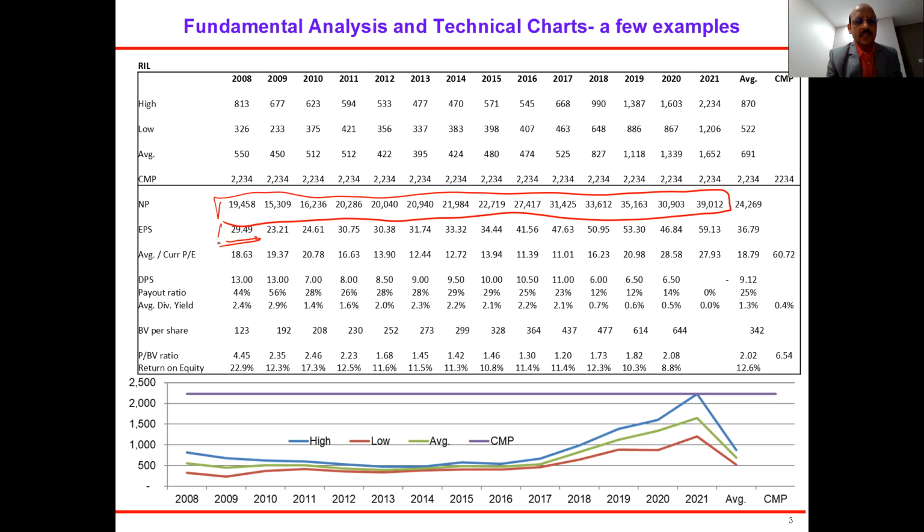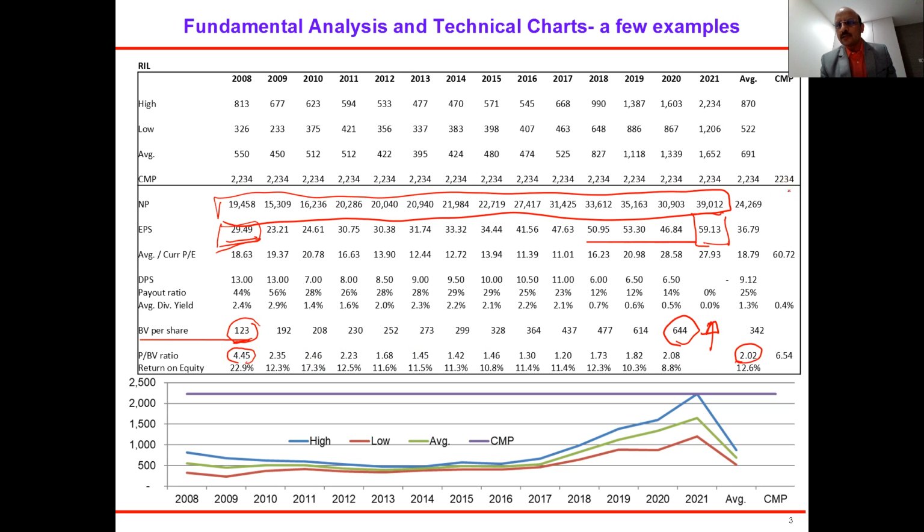So if you look at the company's EPS, which was 29.49 based on today's number of shares, it has gone up to 59. So almost 2 times increase in the last 14 years. Similarly, the book value per share was 123 based on today's number of shares, and that time's shareholders' equity has gone up to 644. So almost increased by 5 times in 14 years. And price to book value ratio, the average was 4.45 in FY8, and it has remained in the 2.46, 2.23 range, and the average of the last 14 years is 2 times.